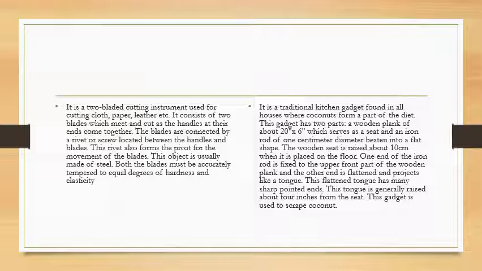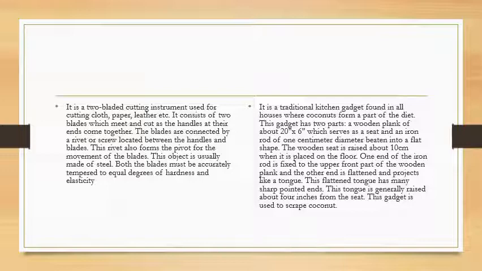This rivet also forms the pivot for the movement of the blades. So something with two blades used to cut objects is a pair of scissors. This object is usually made of steel. Both the blades must be accurately tempered to equal degrees of hardness and elasticity. So this paragraph describes a pair of scissors.